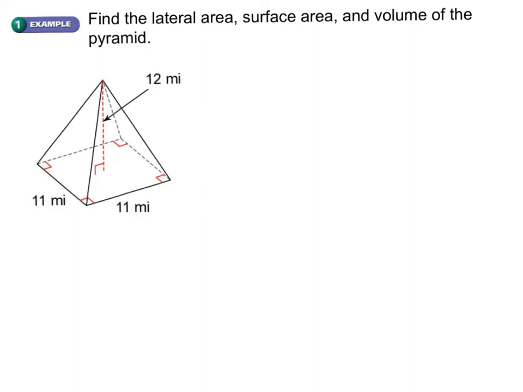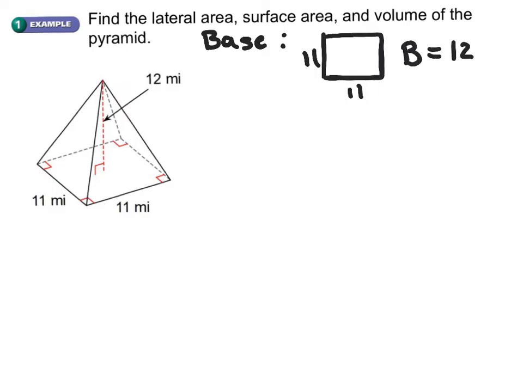In our next example, it again asks us to find the lateral area, surface area, and volume of the pyramid. If we first identify the base, it is a square that is 11 by 11. So the area of the base would be 121 miles squared.